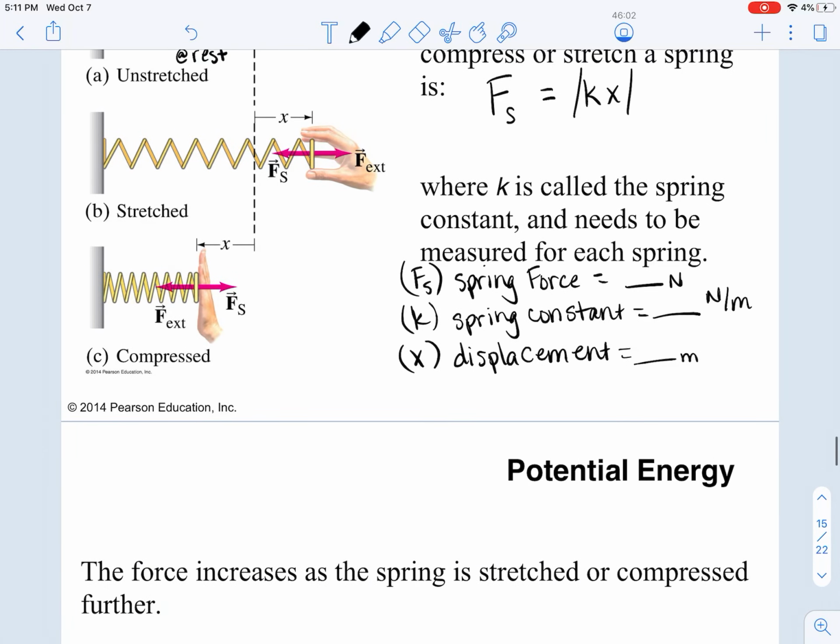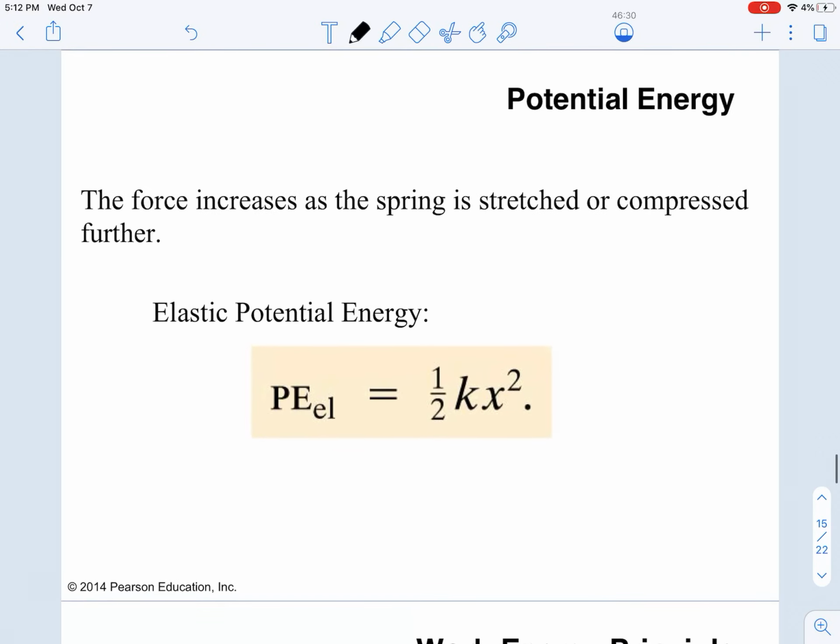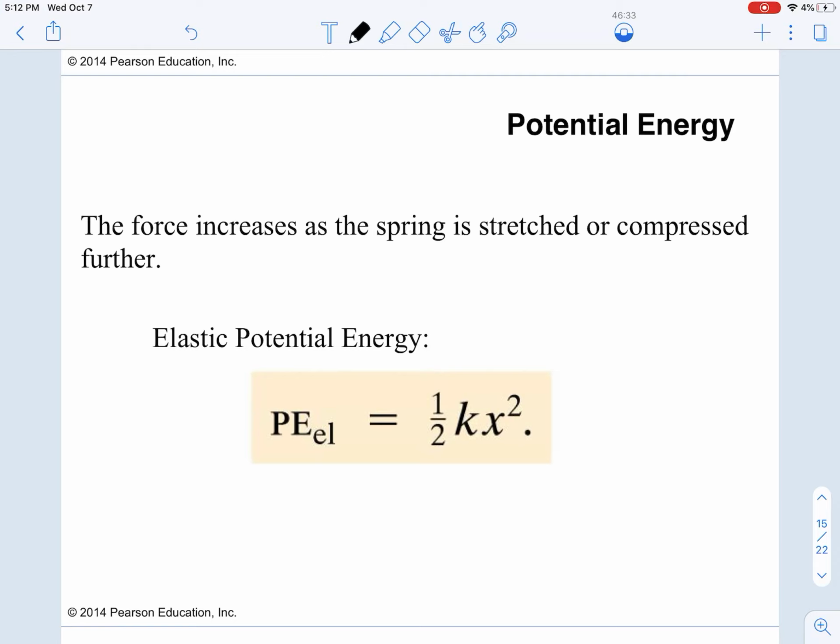So it says here on this next slide, the force increases as the spring is stretched or compressed. In other words, if I just want to compress my spring a little bit, I need some force in order to do that. But if I want to take that spring and I want to compress it all the way, the more I compress it, the more displacement I give it, the greater the force is needed in order to create that displacement. So when we are talking about how much potential energy is stored up in a spring or an elastic band, we are going to use the formula PE elastic is equal to 1/2 kx squared.